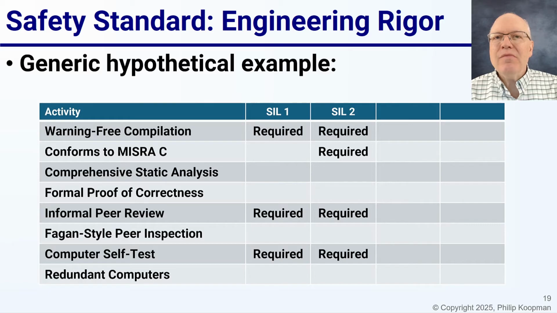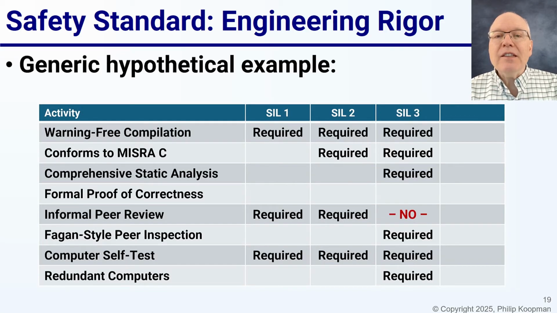At SIL 2, there's more risk, and that requires more engineering rigor. So not only do you have to do warning-free compilation, but you also have to conform to MISRA C, and probably you have a tool that checks the MISRA C conformance to save yourself some work. The peer reviews and the computer self-tests stay the same. What you typically see in a safety standard is that the difference between SIL 2 and SIL 3 is quite large. SIL 2 is medium-low risk, probably no one dies. There might be some injuries.